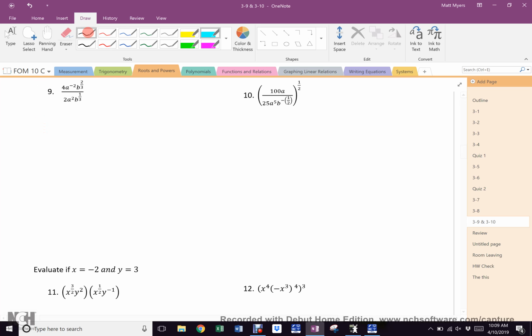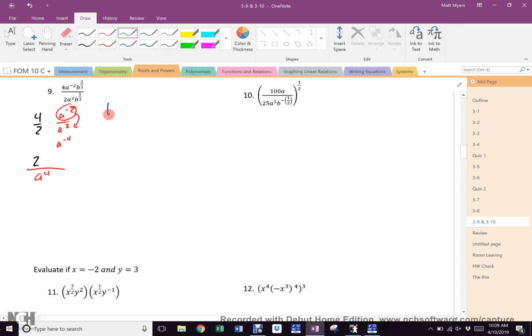All right. What are we going to do with 9? Same thing we've done with all of them. We're going to split it up, right? It's 4 over 2, which is what? 2. It's a to the negative 2 over a to the positive 2. What's that? You could write it as a to the negative 4, or you could remember that that is going to go down there, right? So it's going to be a to the 4th down there, right?